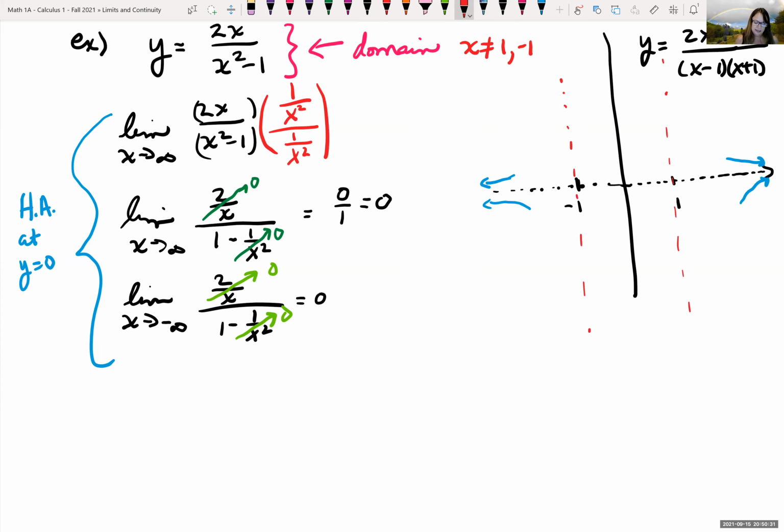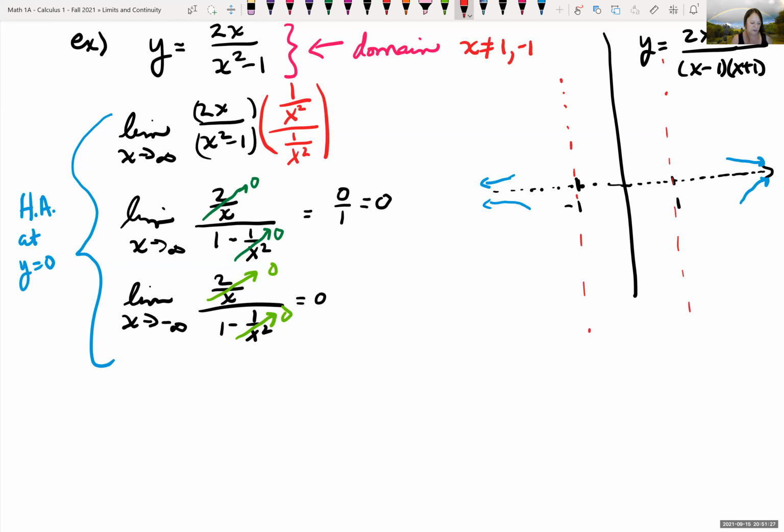And so I need to see what's going on. Am I going to be shooting off to positive infinity or negative infinity as I'm coming in on the left and the right of both of those values? Okay, so let's look at the limit as we're approaching on the left-hand side of, let's say, negative 1.